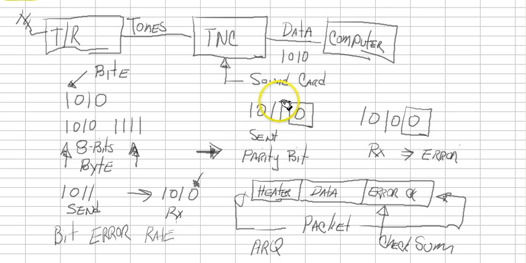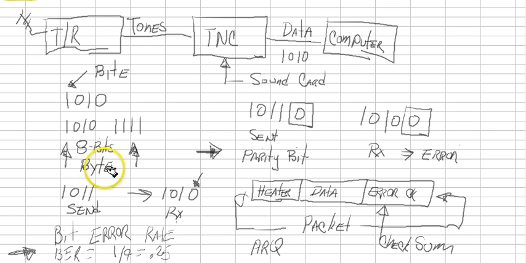Now, using this example, if we were to send 4 bits and this last bit was incorrect, we would say the bit error rate is equal to 1 bit in 4 sent, or 0.25. So this is a term, BER, or bit error rate, and that will be asked on your test.